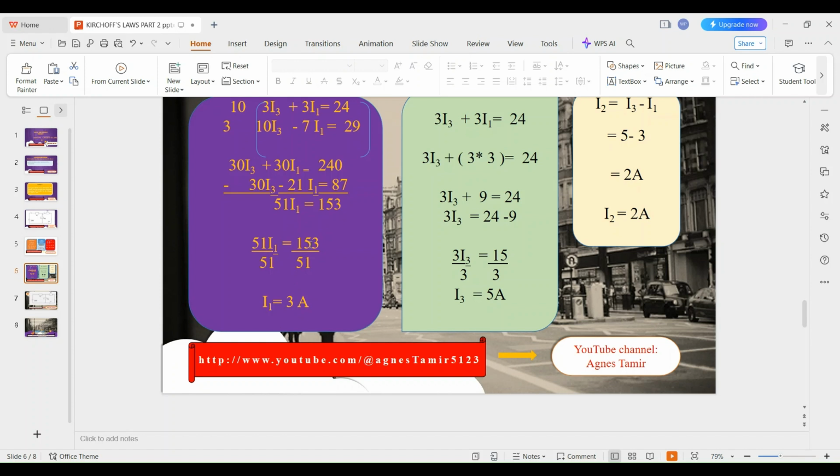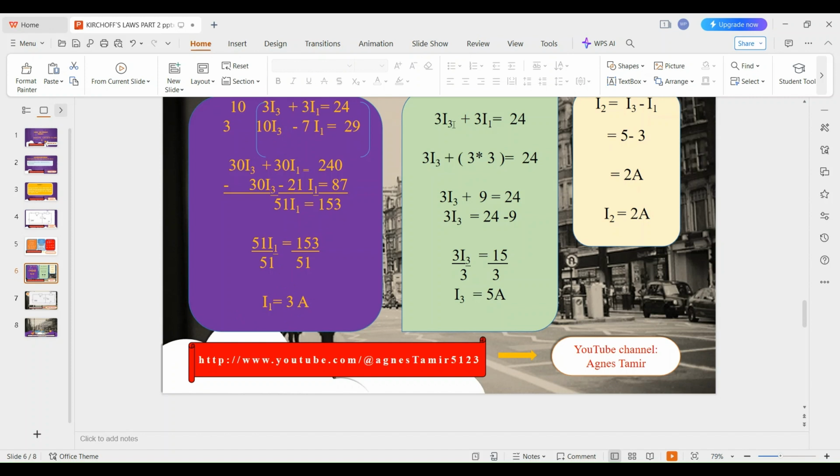153 divided by 51, I'll have 3. So I1 will be 3 amperes. My I1 is equal to 3 amperes. Now, you can work with any. You can replace this with either equation 2 or equation 4. Let me work with equation 2.